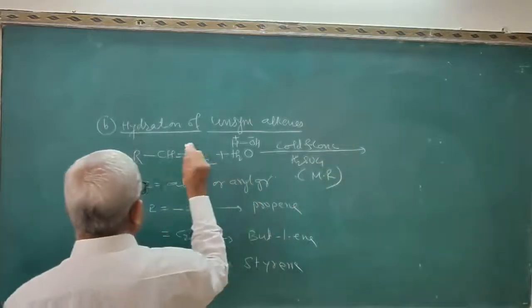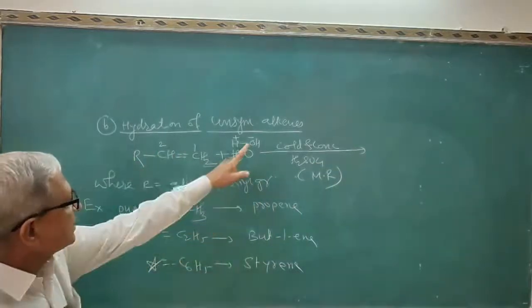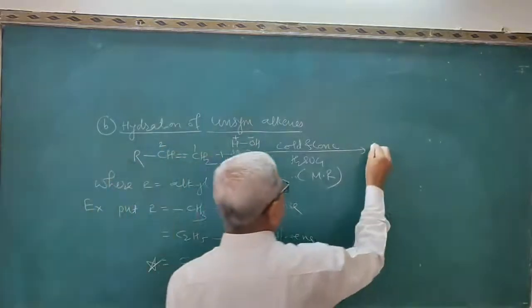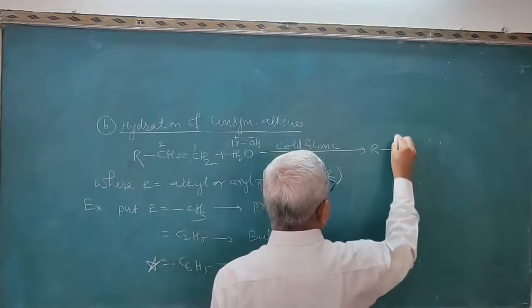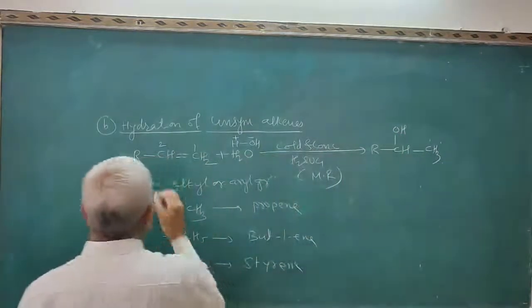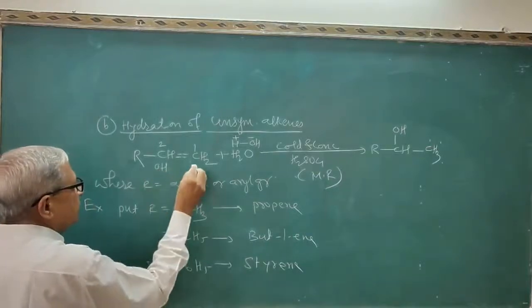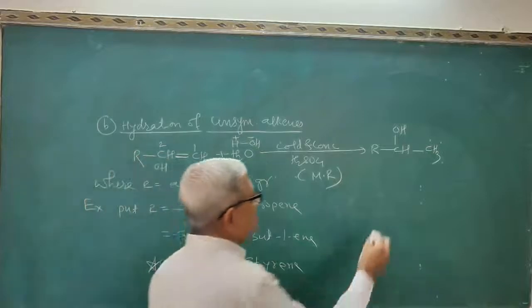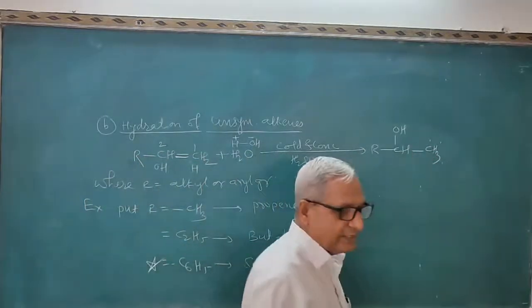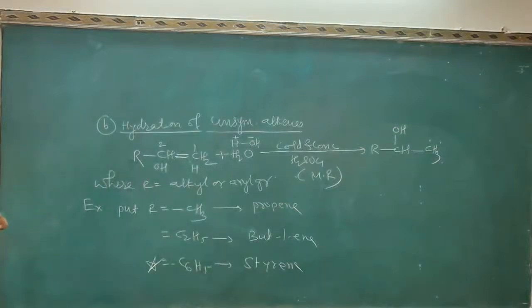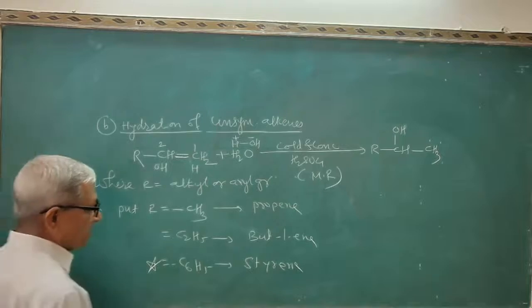Suppose this is carbon number 1, carbon number 2. OH minus will go to carbon number 2 and the product will be like this: RCH(OH)CH3. He will attach the OH group here, and H here, and the double bond will be converted to a single bond. This is an addition reaction, particularly an electrophilic addition reaction.